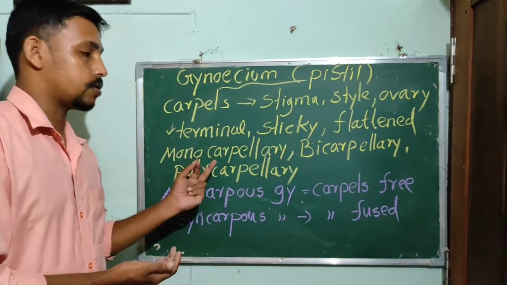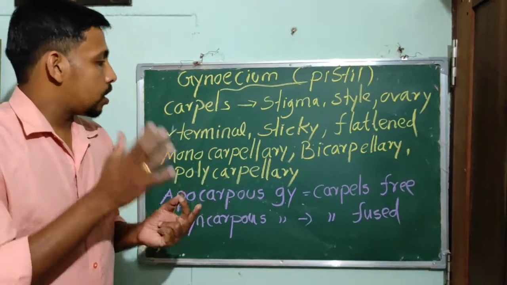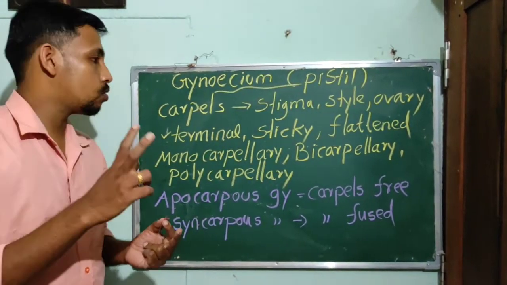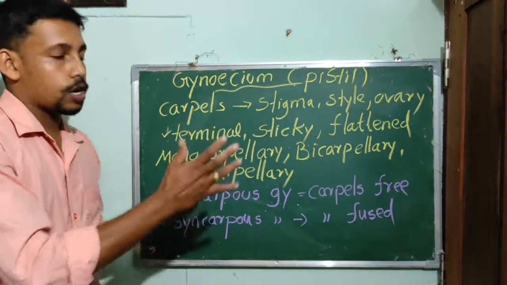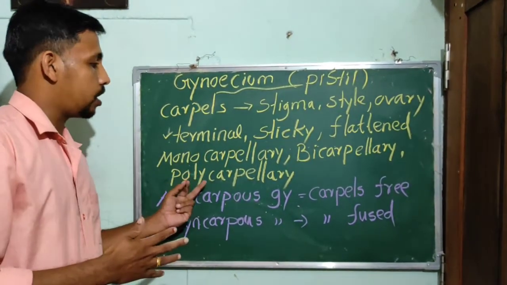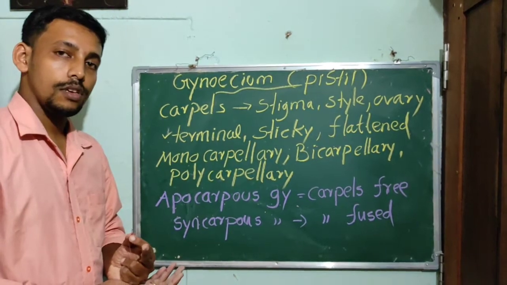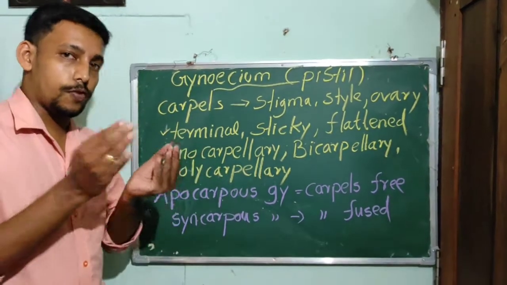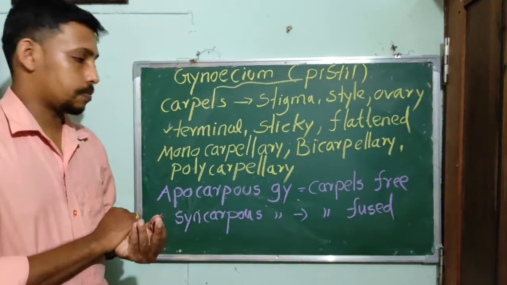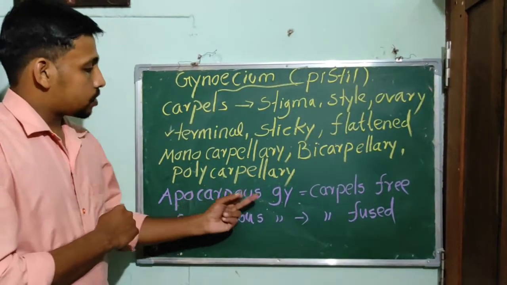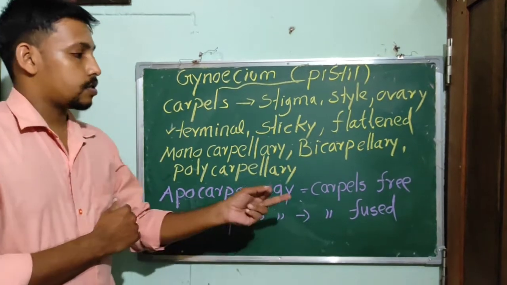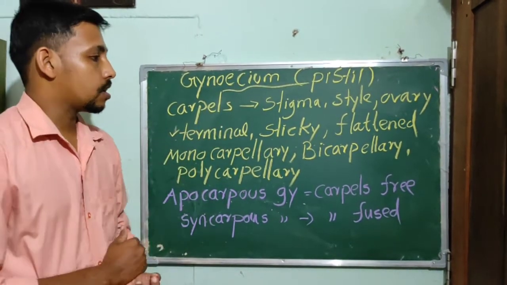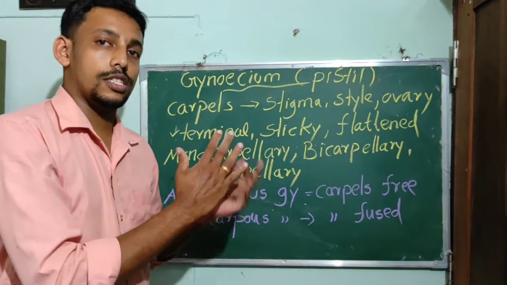Monocarpellary means there is only a single carpel, and in bicarpellary you can see 2 carpels. More than 2 carpels is known as polycarpellary. Then depending upon whether the carpels are free or fused, there are 2 types of gynoecium: apocarpous gynoecium and syncarpous gynoecium. In apocarpous gynoecium, the carpels are free.